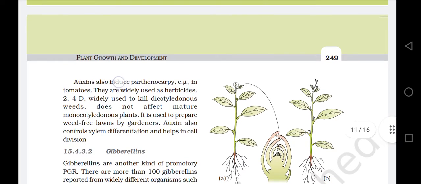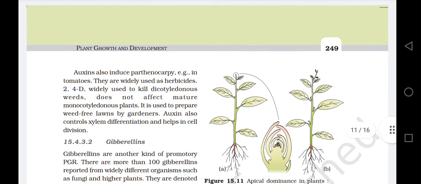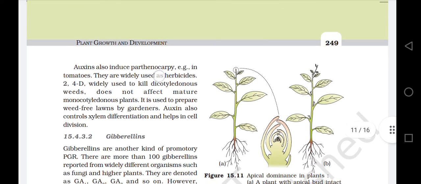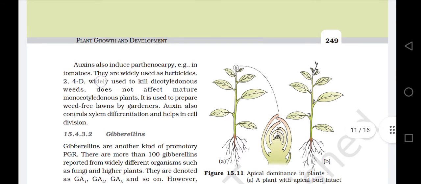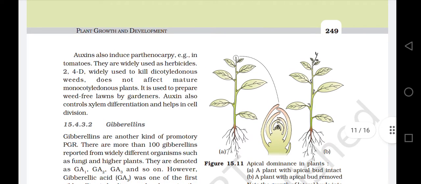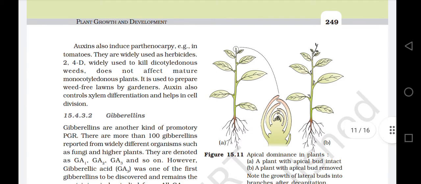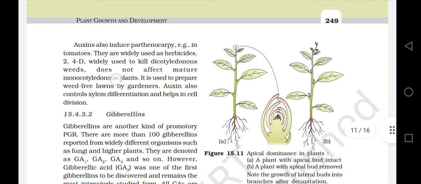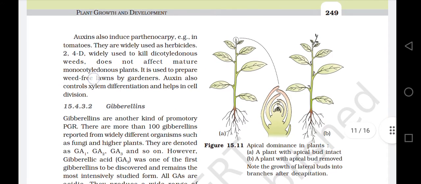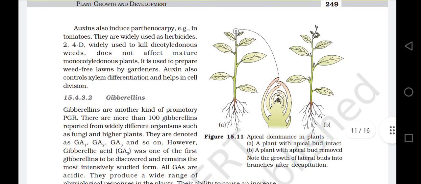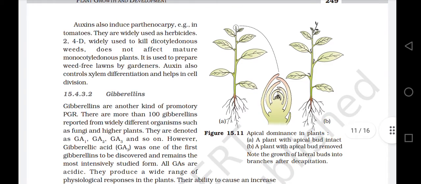Auxins also induce parthenocarpy, for example in tomatoes. They are widely used as herbicides. 2,4-D is widely used to kill dicotyledonous weeds. It does not affect mature monocotyledonous plants. It is used to prepare weed-free lawns by gardeners. Auxin also controls xylem differentiation and helps in cell division.